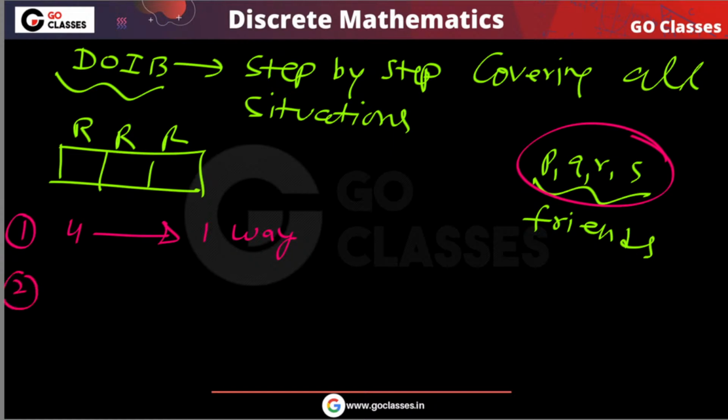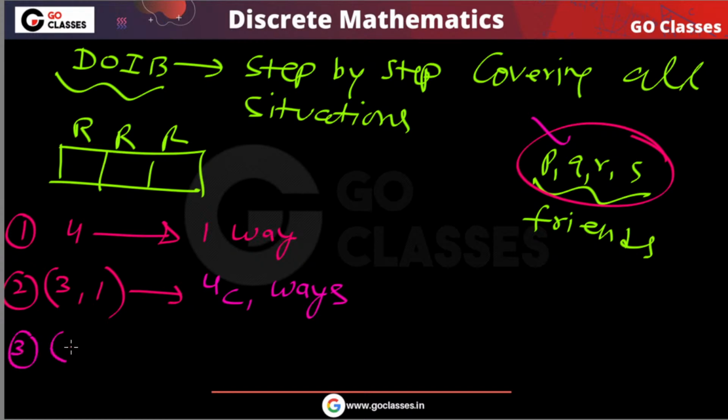What is another situation? Another situation is 3 friends in one room, one friend separate. If this is a horror movie, this separate friend will die first. So how many ways are there? Again, this is very simple. Just find out who is separate from these 4 friends, and all the remaining 3 are together. So who is going separate?